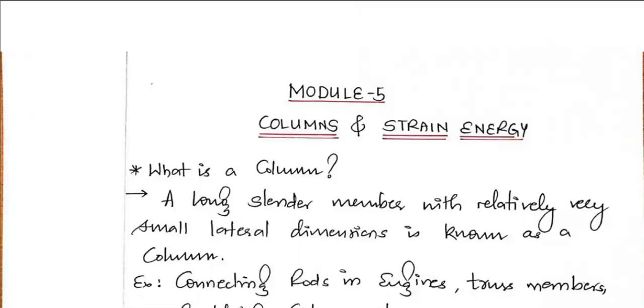In today's session, we'll be starting with module number 5, columns and strain energy. Right. So first, let us start with the definition of a column. A column is defined as a long, slender member with relatively small lateral dimensions. Okay. Now, what does it mean? This word is very important here. Slender. Slender is a word used when the cross-sectional dimensions are very small when compared to the length.